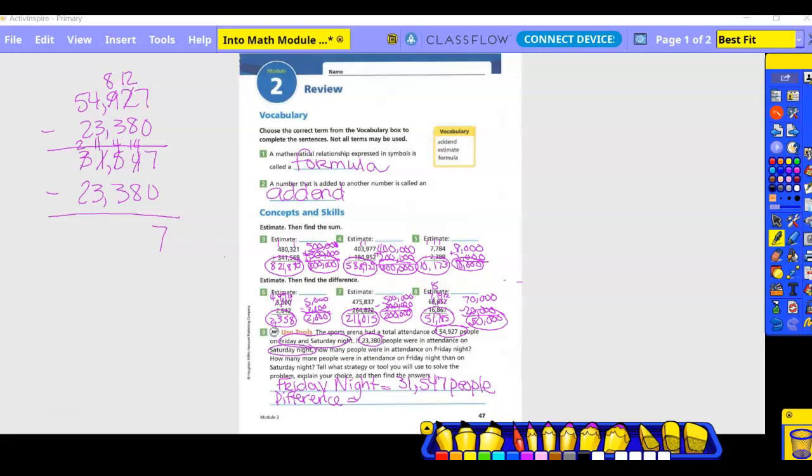So 14 minus 8 is 6. 4 minus 3 is 1. 11 minus 3 is what? 8. Yep, 8. And then, of course, 2 minus 2 is 0, so we don't need to put that. So the difference is 8,167. And what's my label? People.